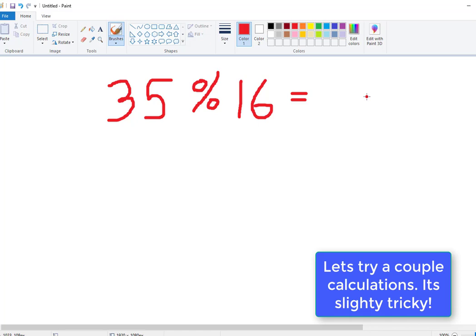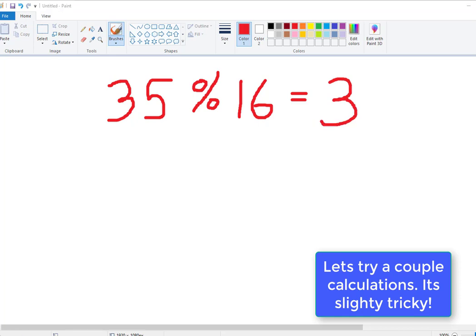So 35 divided by 16, but we're not interested. We're only interested in the remainder, right? We know we go 16, 32, 48, 64. So 16 goes into 35 2 times, which is 32, which ends in a remainder of 3.